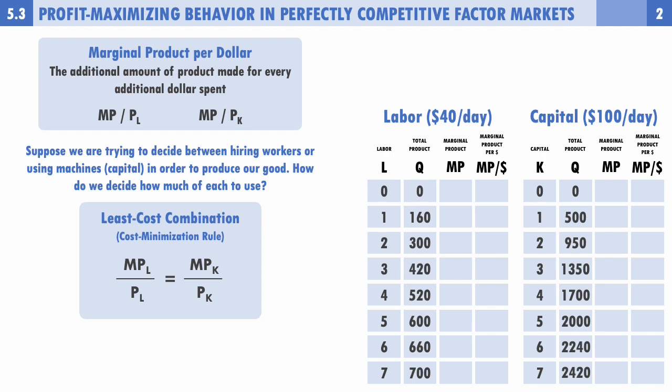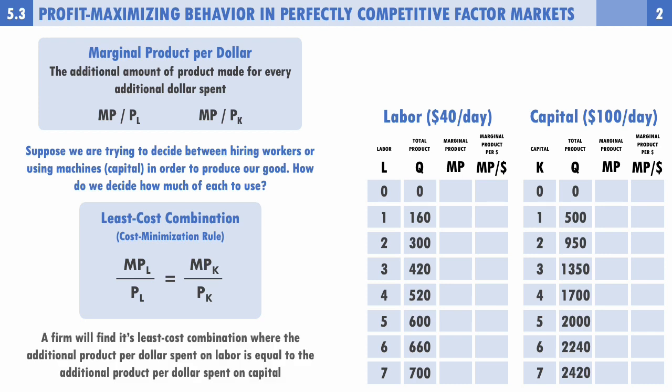And this should look so familiar to us. Why? Because it's literally the exact same thing that we looked at with utility maximization, where we had marginal utility of A over the price of A equals the marginal utility of B divided by the price of B. The same concept. And so what we're going to find is a firm will find its least cost combination where the additional product per dollar spent on labor is equal to the additional product per dollar spent on capital.